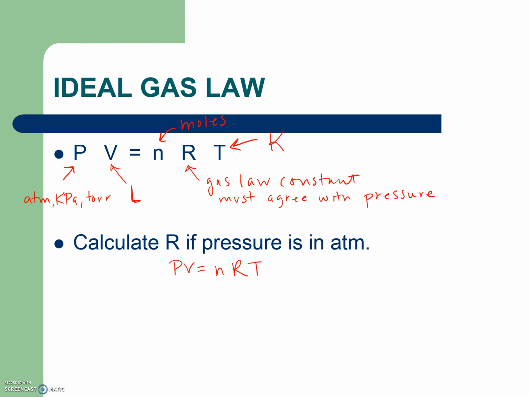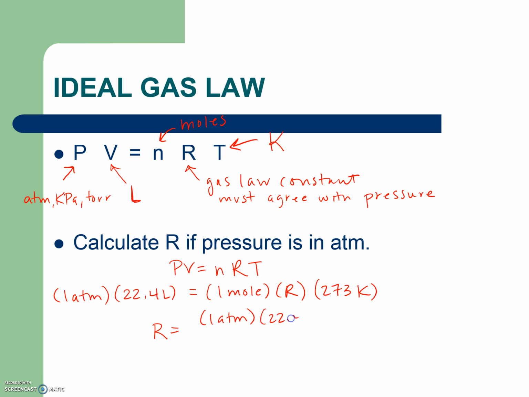So if we're doing ATMs, we're going to use our STP conditions. So 1 ATM, the volume at STP is 22.4 liters. N is always 1 mole for this calculation. R is what we're solving for. And our temperature is 273 Kelvin. I'm going to go ahead and solve for R, which is now 1 ATM times 22.4 liters over 1 mole times 273 Kelvin.